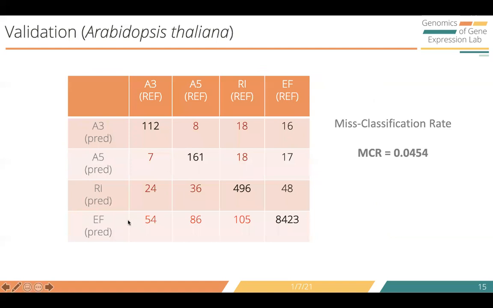We have evaluated this approach in different data sets, and here we present results for Arabidopsis, where we can see that although some misclassification is present, in general, the misclassification rate is below 0.5.